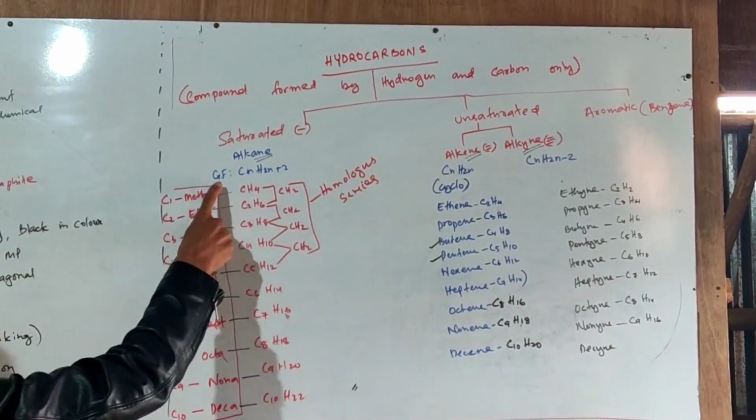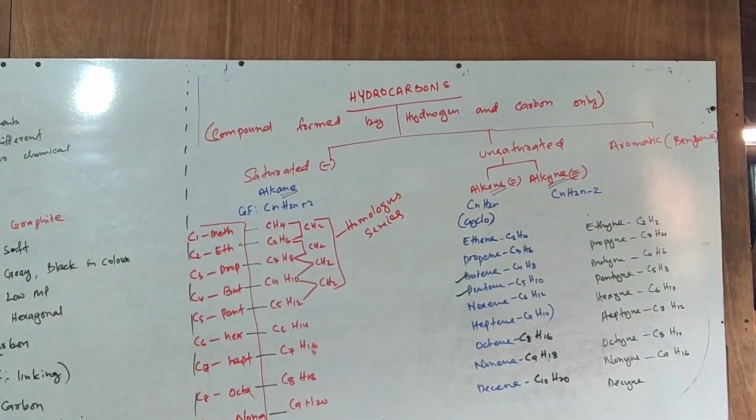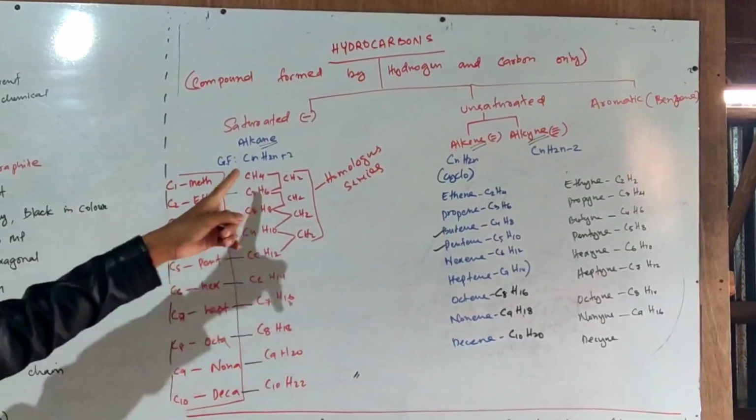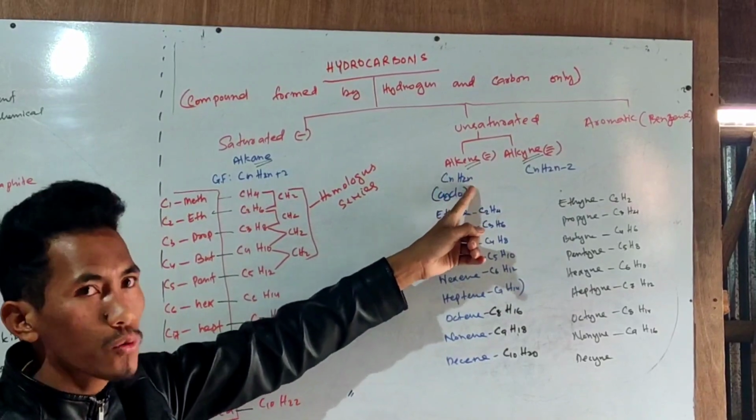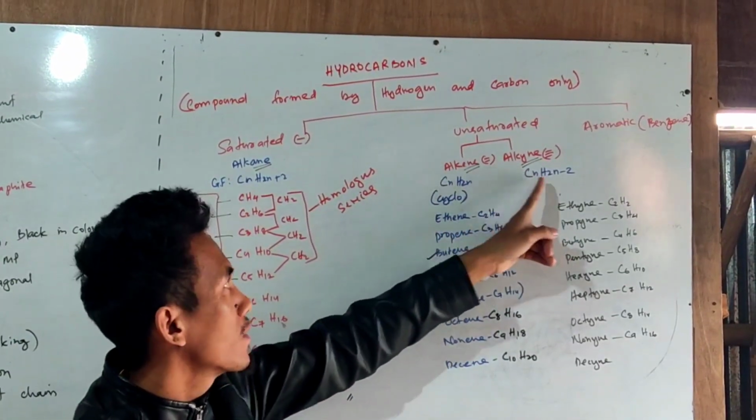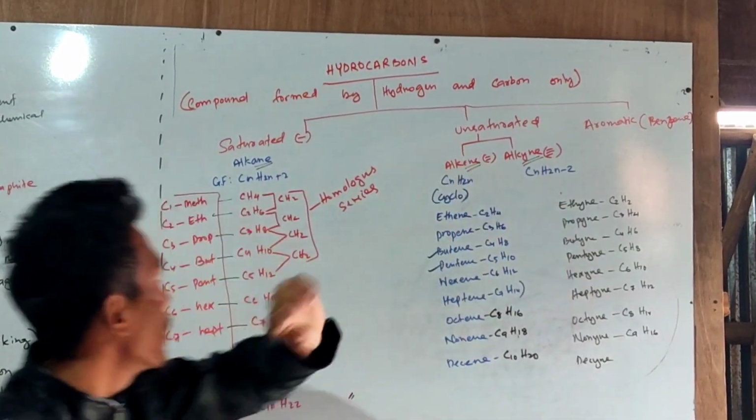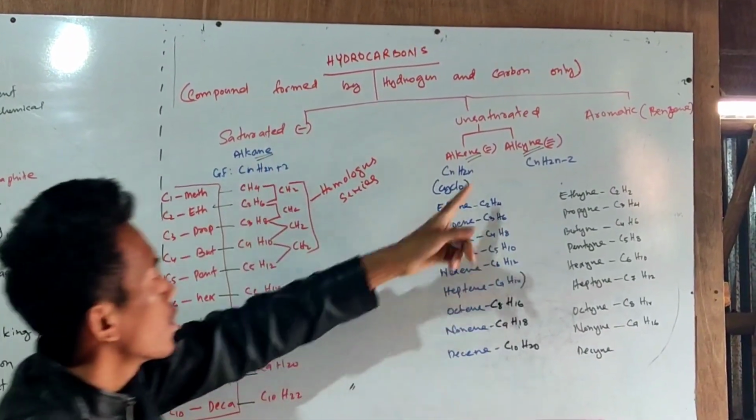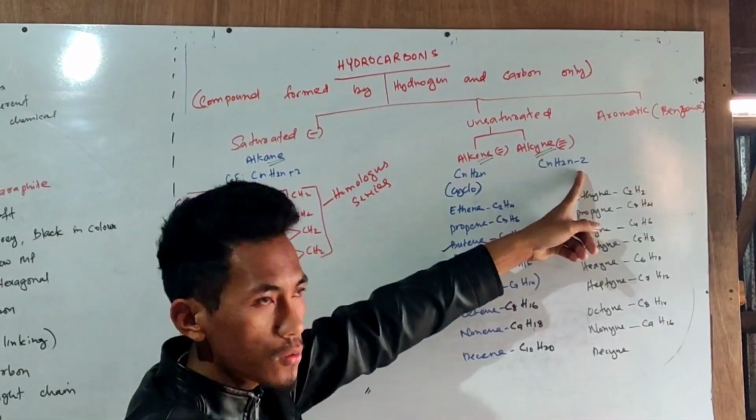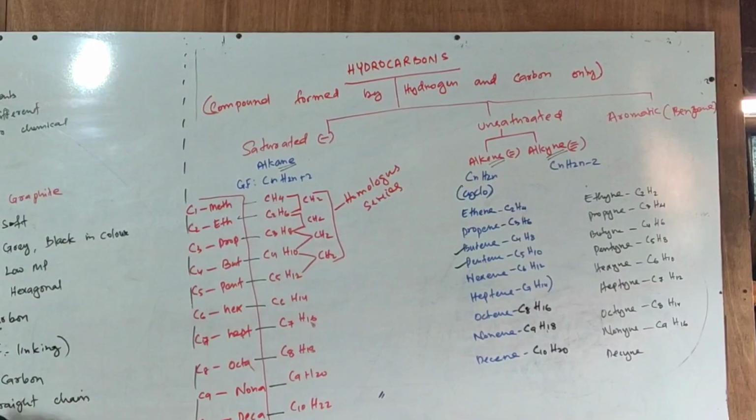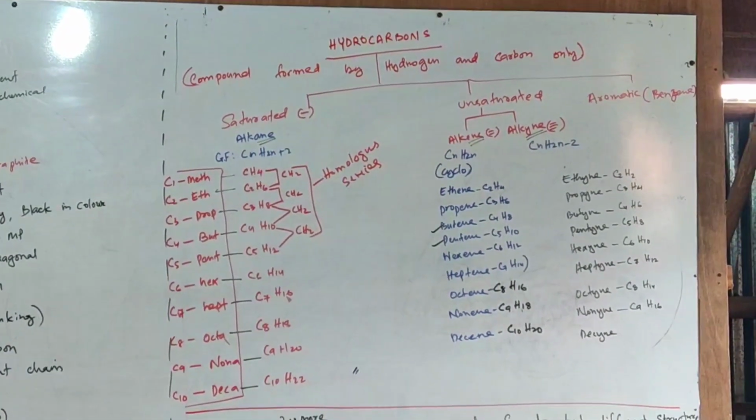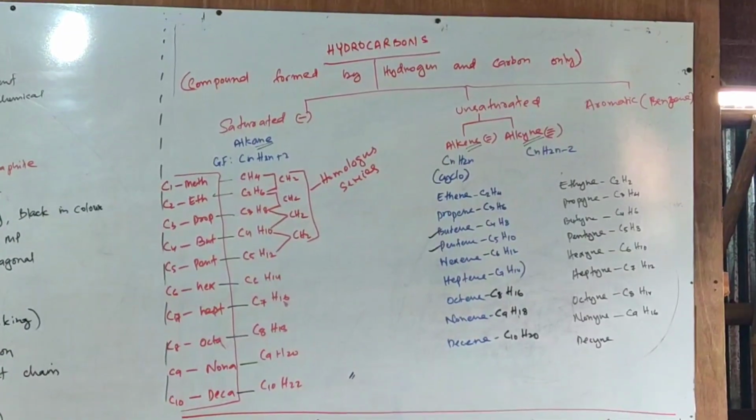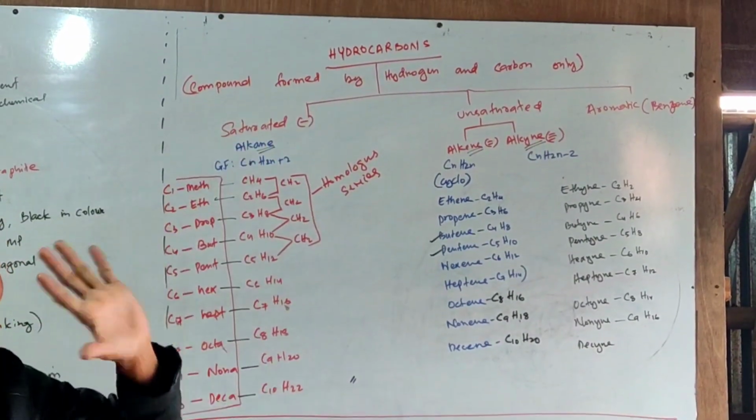What is the general formula of alkane? CnH2n plus 2. For alkene, CnH2n. In the case of alkyne, CnH2n minus 2. This is how saturated and unsaturated hydrocarbons are classified. Now, we're going to talk about saturated hydrocarbons.